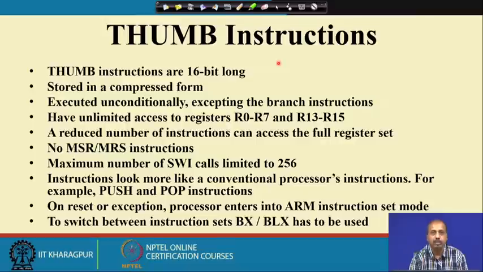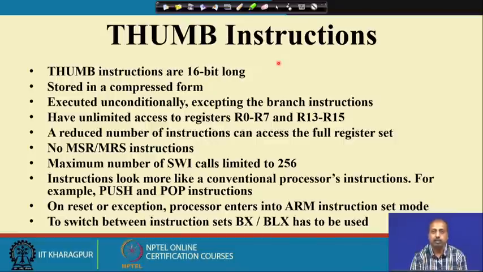The reduced number of instructions will access the full register set. MRS and MSR type of instructions are not available. Maximum SWI calls are limited to 256. So, we are back to the convention that the Intel processors have. They have got INT, the software interrupts, number 256. So, when you go to the Thumb mode, it has got only 256 SWI calls. Then the instructions look more like conventional processor instructions, like push and pop instructions are back now.